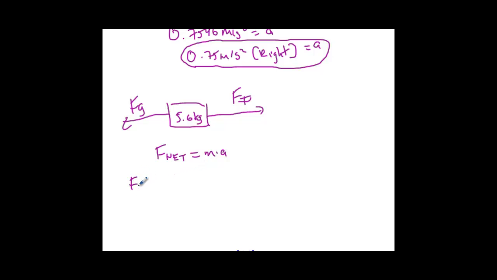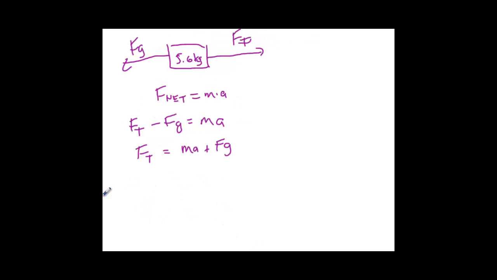Well, this net force here will be equal to the tension force minus gravity. So if I want to find the tension in the system here, to get Ft by itself, I need to add the gravitational force to the other side, and that will get me my tension in that particular rope.